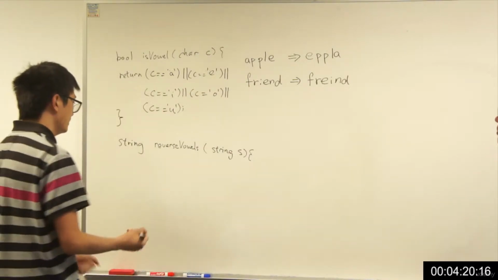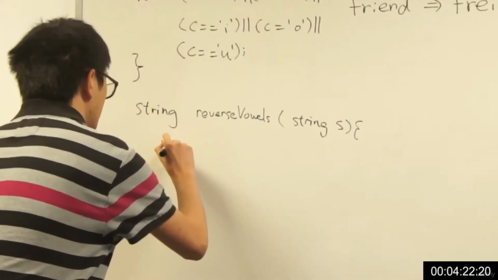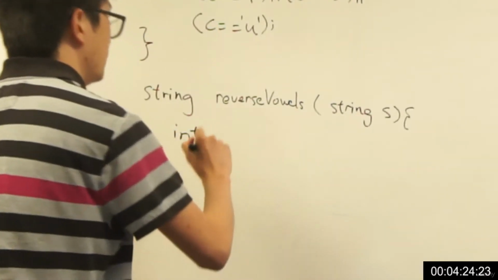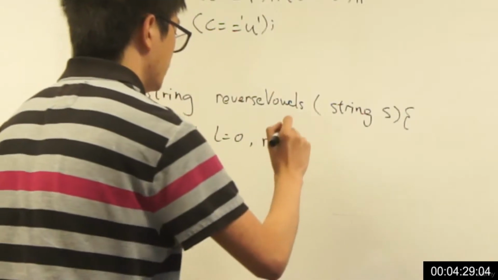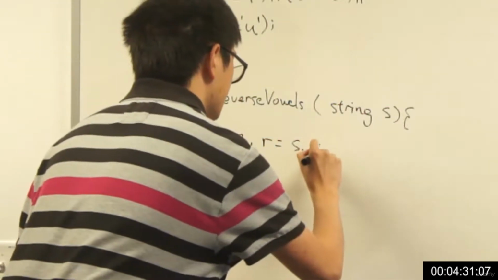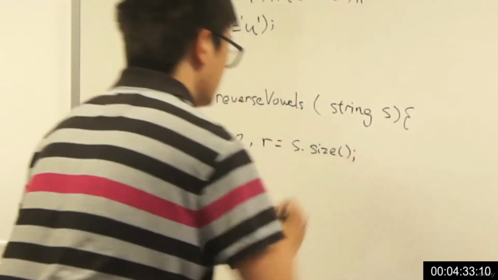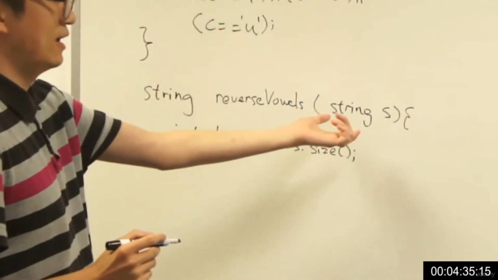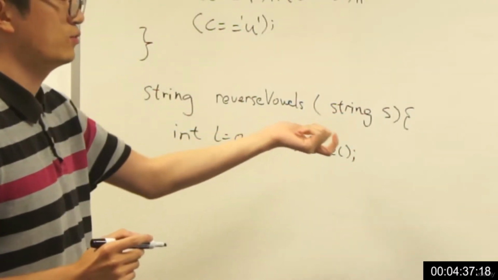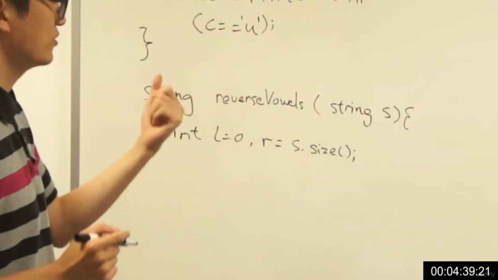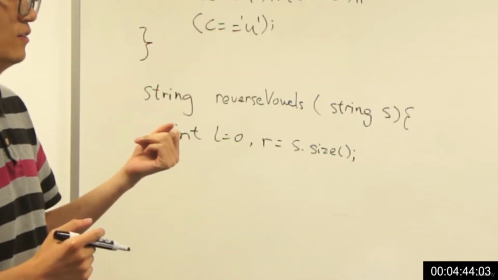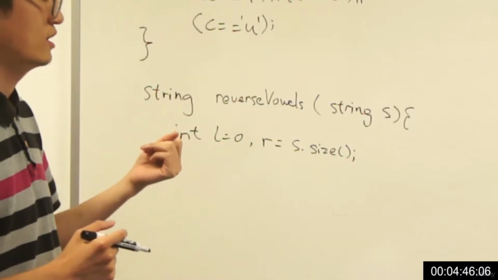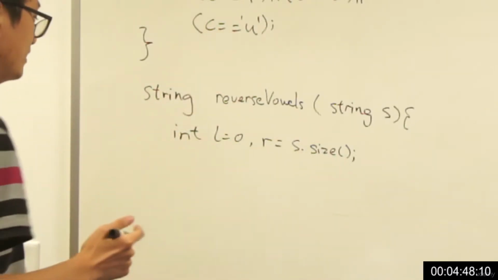So let's say we have 2 variables. Left, which is 0, right is equal to s dot size. Can I assume this string is never empty? It can be an empty string. It's never a null pointer. Actually, the input string may have some characters other than alphabets. Yeah, that is fine. It doesn't matter here.